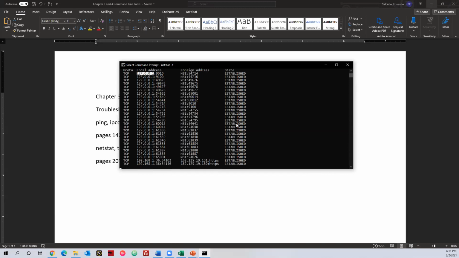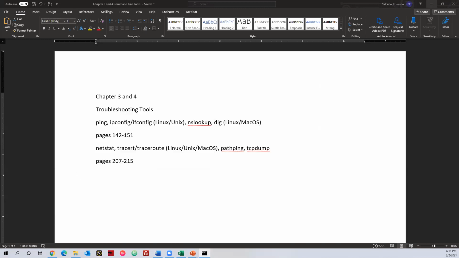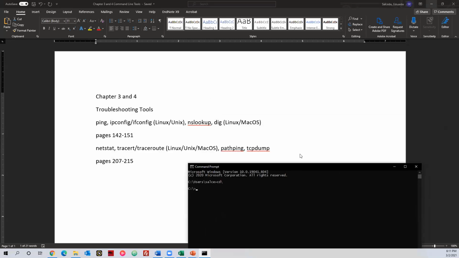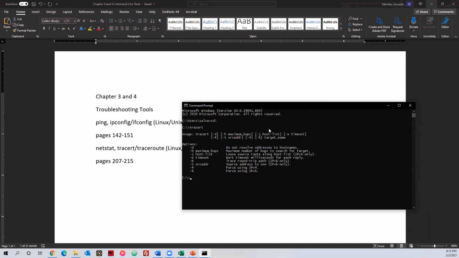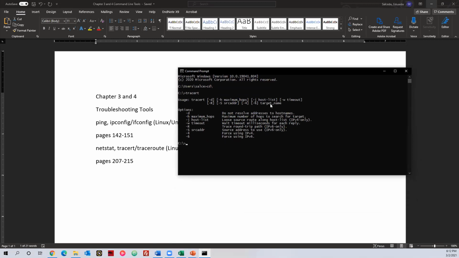Yeah, so basically what's the status, network status of your connections there? For tracer. Tracer tells you how many hops it takes between your IP address and the location you're trying to get to. What are hops? The amount of the servers that it's passing through.